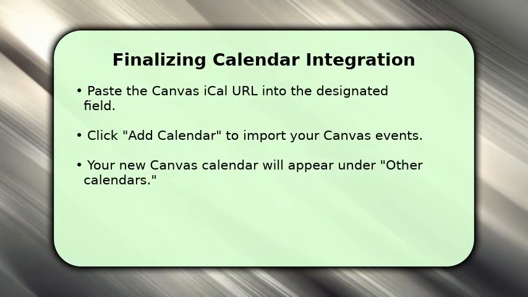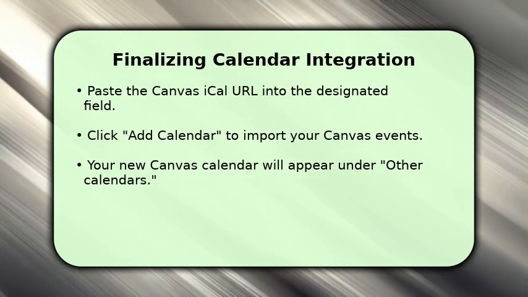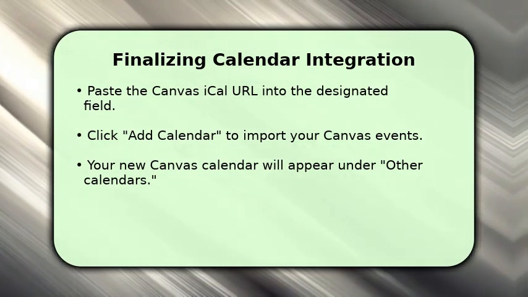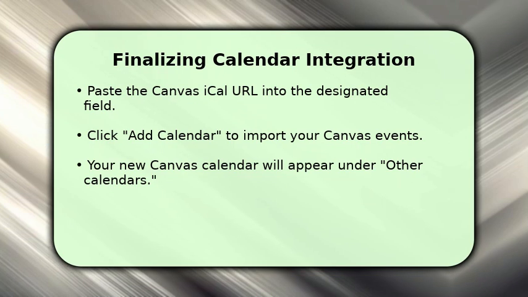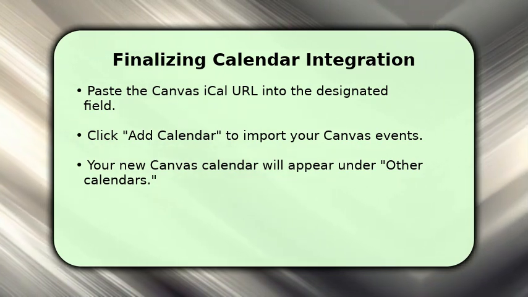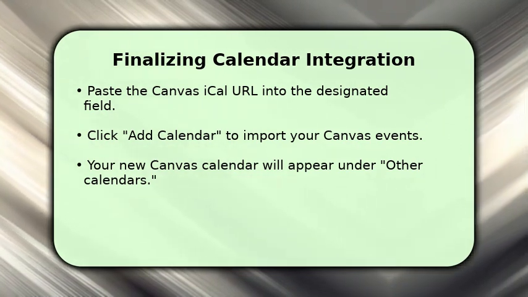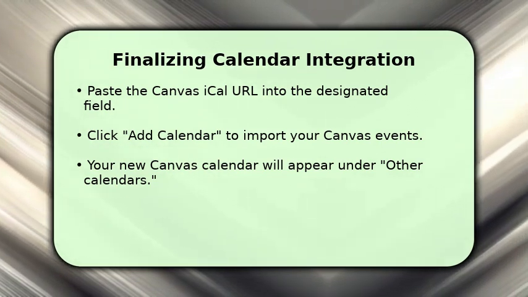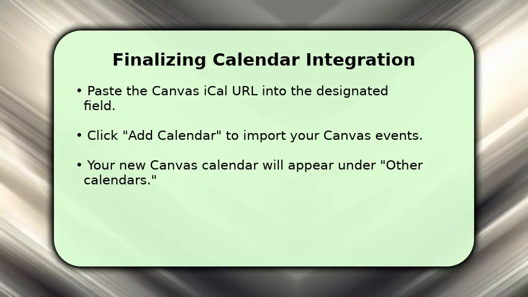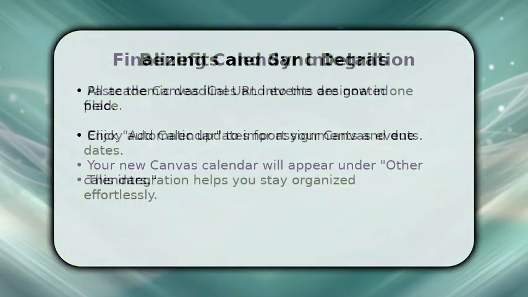With the From URL field now open, paste the Canvas iCal link you copied earlier directly into this box. After pasting, simply click the Add Calendar button. Google Calendar will then process the link and import all your Canvas events. You will see your new Canvas calendar listed under Other Calendars on the left, ready for viewing.